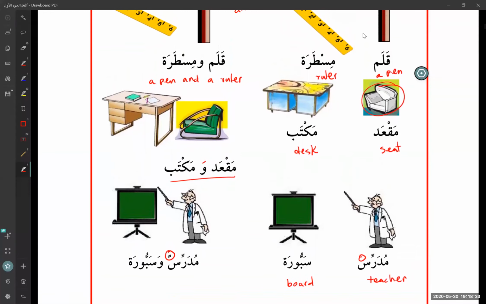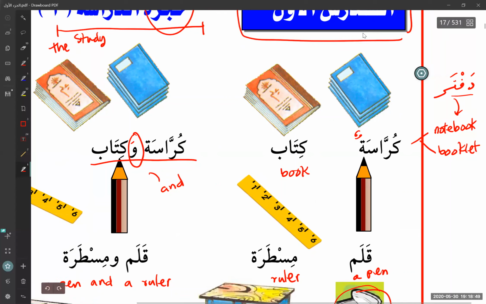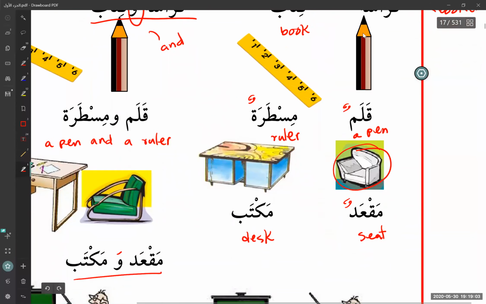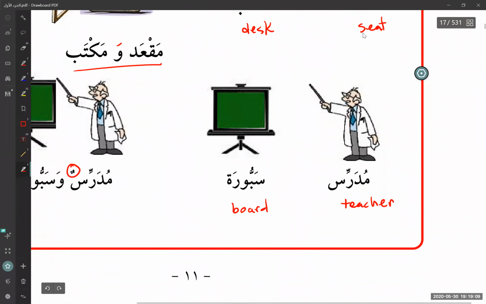But as a default, this is something that you should know: when we're just referring to a word by itself, for example, here, kurasa, then as a default, all of these words will have tanween of dhamma. So it will be kurasatun. It will be kitabun. It will be qalamun, mistaratun, maq'adun, maktabun. And of course, we have mudarrisun and sabburatun.